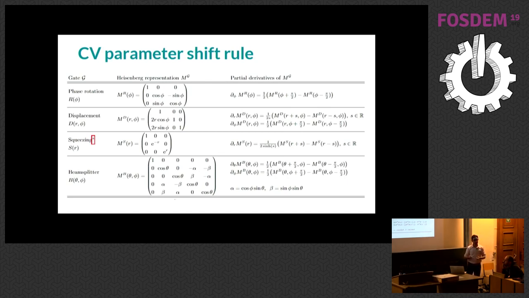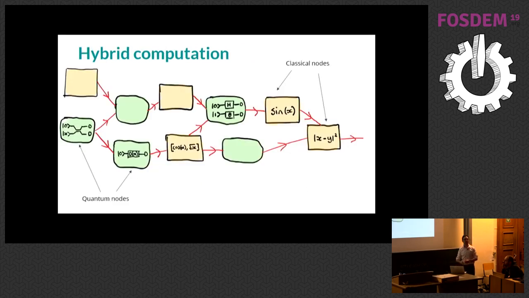There is a parameter shift rule, but it requires an exponential amount of memory to compute. So in CV at the moment, we're restricted to Gaussian gates, but we're still working on expanding that efficiently to non-Gaussian gates. The cool thing about this approach is it's completely hardware agnostic.